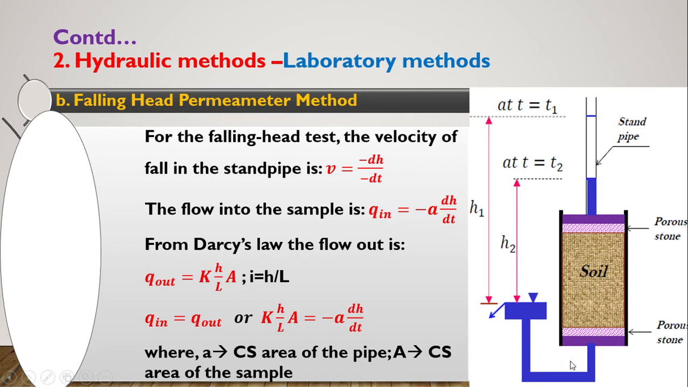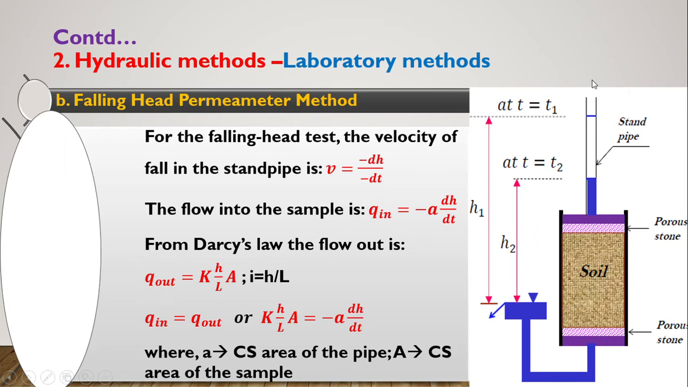Amount of water flown out of the sample is represented by Darcy's law. It is equal to K into I into A. I is equal to H by L. H is the change in head and L is the length of the sample. It is not represented here. L is the length of the sample, and A is the area of cross section of this pipe. It is a circular area again. And Q in is equal to Q out.